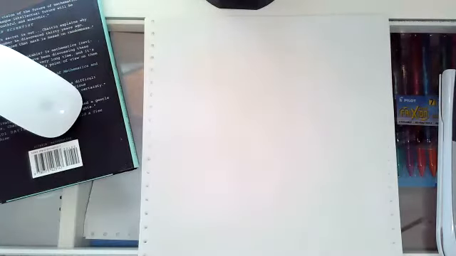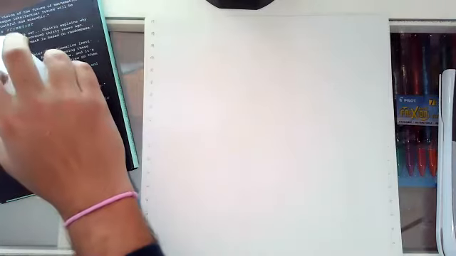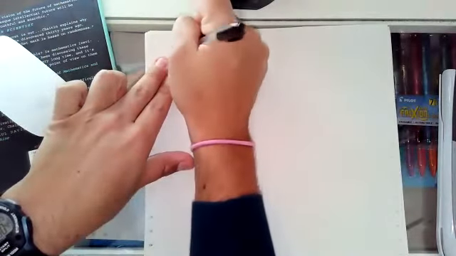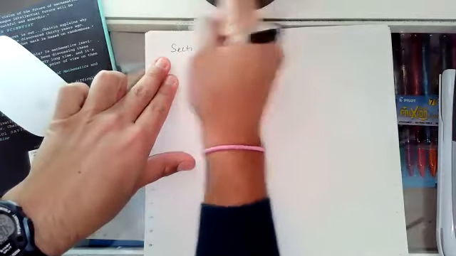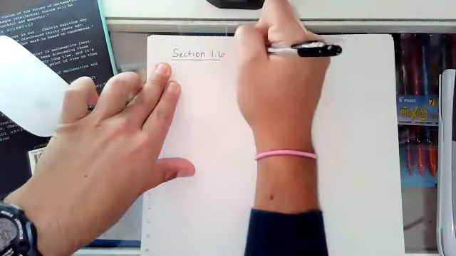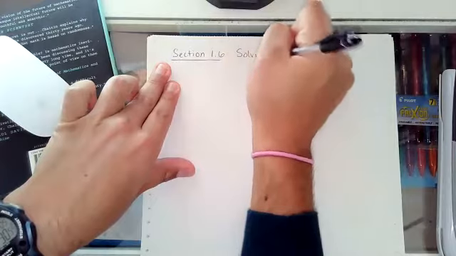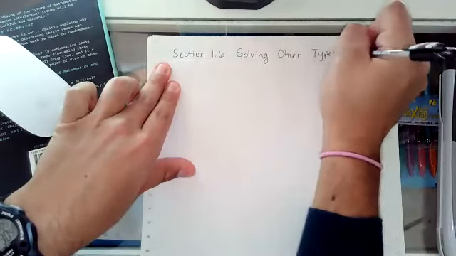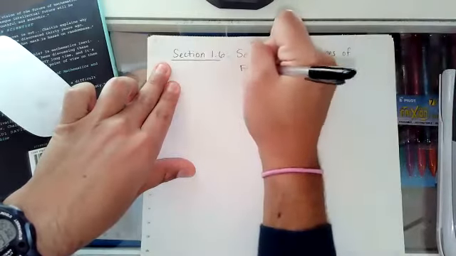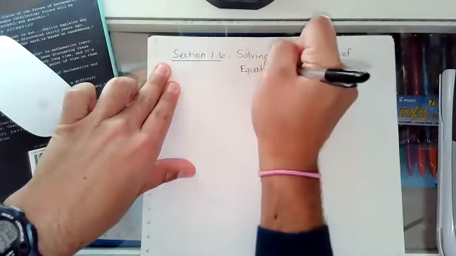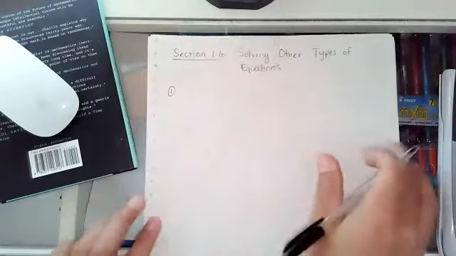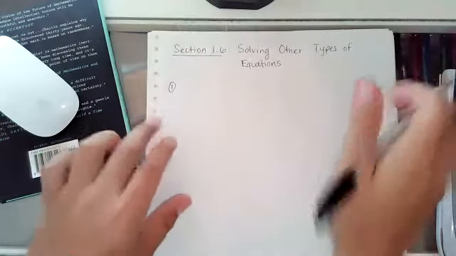Okay, we're off to the races. So we're still working in section 1.6, which is a section on solving other types of equations. And just to recap, but a quicker recap than we did last time.